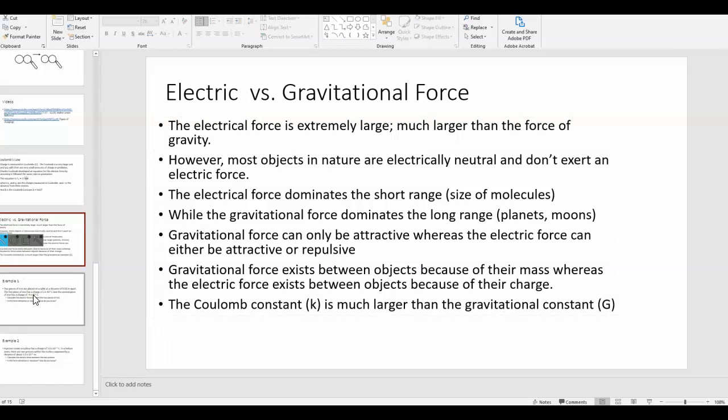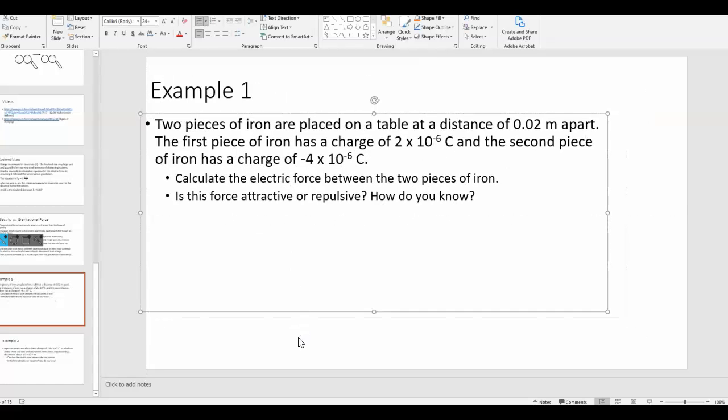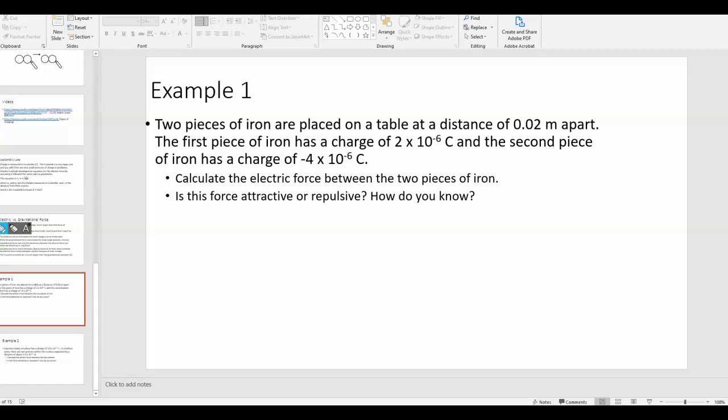Okay, so we're going to do two quick examples, then we will be done with this part of the unit. Okay, so example 1 says 2 pieces of iron are placed on a table at a distance of 0.02 meters apart. The first piece of iron has a charge of 2 times 10 to the negative 6 Coulomb. Remember, capital C, Coulomb. Okay, so that I'm going to call Q1 because Q is the symbol for charge. The second piece of iron has a charge of negative 4 times 10 to the negative 6 Coulomb. Okay, that capital C is Coulomb. I'm going to call that Q2.